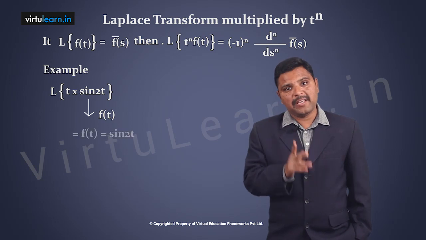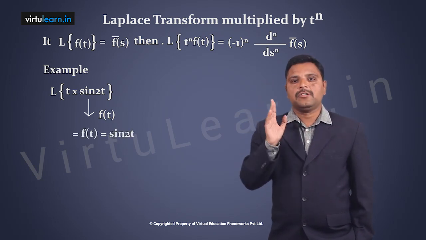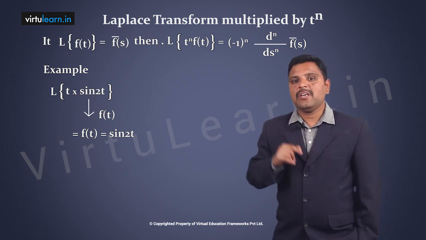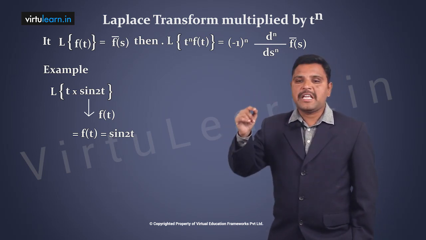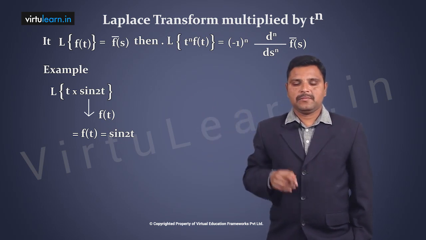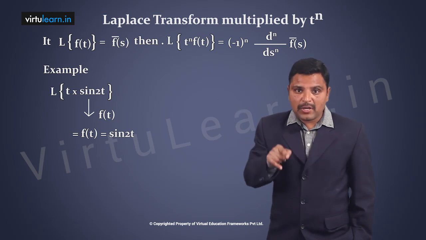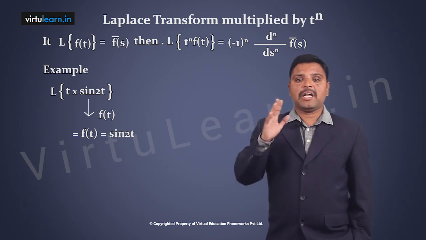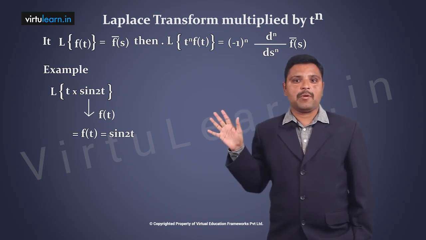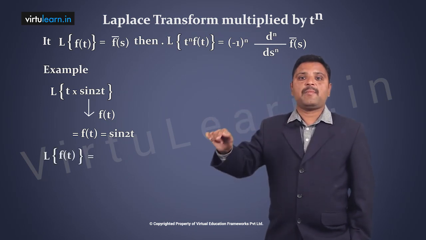Meaning you should apply the multiplied by t power n concept. Now what is the formula actually? Minus 1 whole to the power of n, d power n by ds power n of f bar of s. F bar of s is what? Laplace transform of f of t. First you calculate f bar of s. Without calculating f bar of s, we cannot solve the problem. F bar of s equals the Laplace transform of f of t.